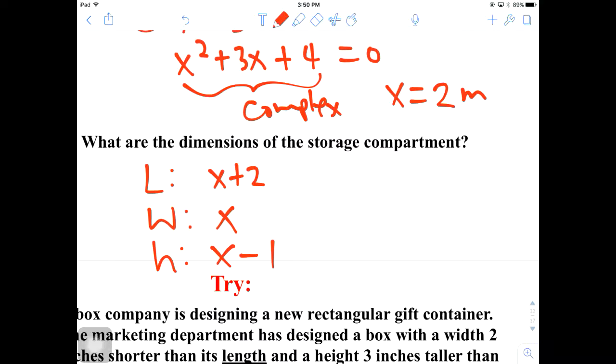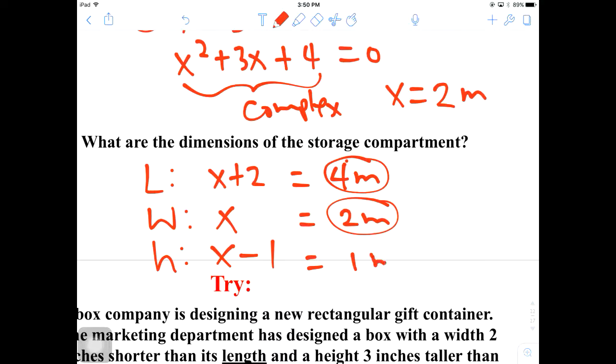So that is the original. And now that we have found x, we can substitute in, and we get the length is 2 plus 2, which is 4 meters. And then the width is 2 meters. And the height is 2 minus 1, which is 1 meter.